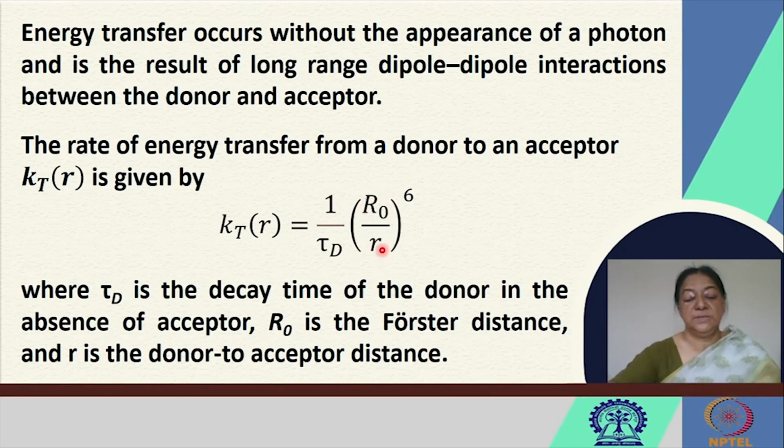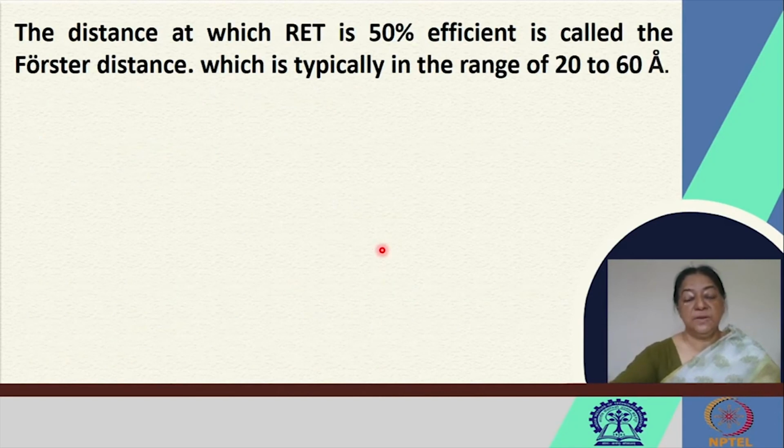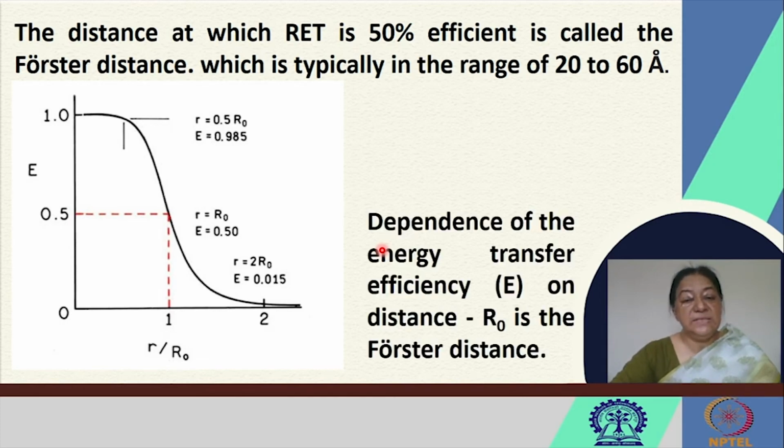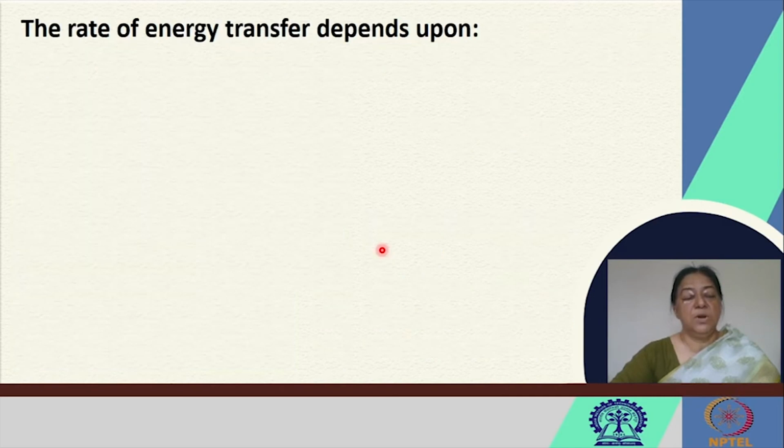If we look at a specific diagram of the energy transfer efficiency versus the R over R0 ratio, when R equals R0 we have 50% energy transfer efficiency, and we call this R0 the Forster distance, which is typically in the range of 20 to 60 angstroms. This dependence of the energy transfer on the distance is important in understanding how we can measure the proximity of the donor and the acceptor molecules.